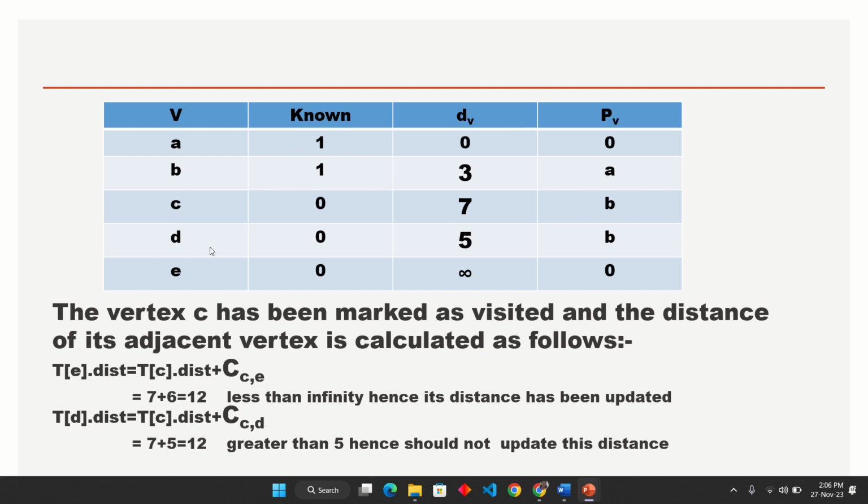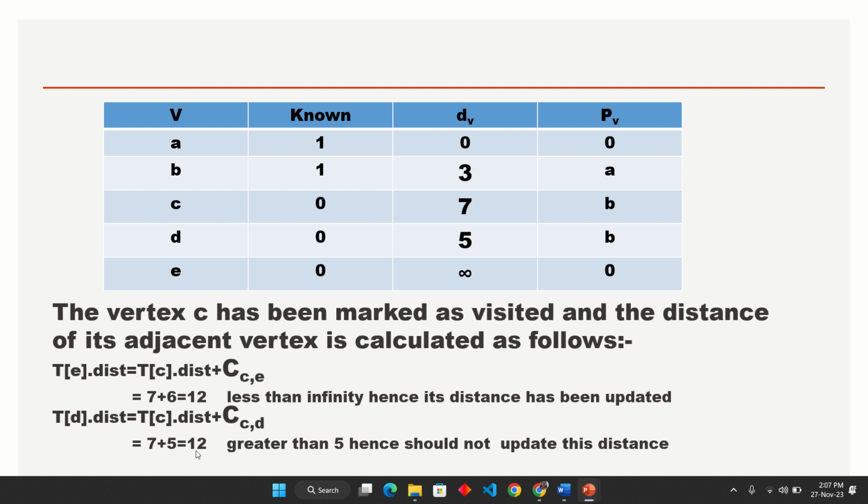And among these, the vertex C now has been marked as visited. Vertex C now has been marked as visited and the distance of its adjacent vertex is calculated by using the same formula. dE.distance is equal to dC.distance plus the cost of the edge C to E. So 7 plus 6 is equal to 12, which is less than infinity. So in the next table column, we're going to update this distance value. dD.distance is equal to dC.distance plus the cost of that edge C to D.